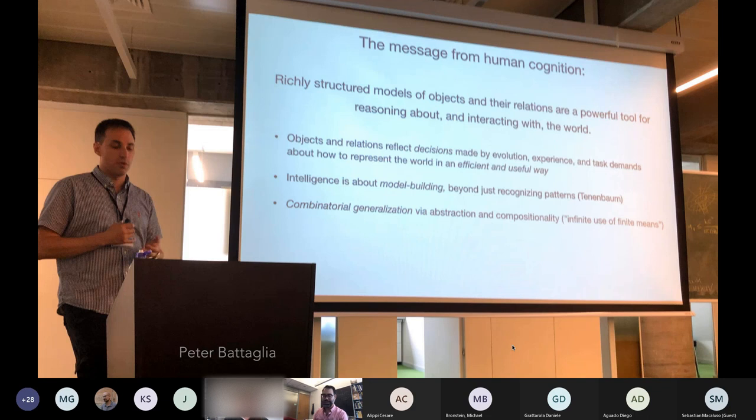And he had this one slide that I got a picture of, which I like a lot, about essentially the message from human cognition about approaching artificial intelligence. And he's saying that thinking about individual objects and their relationships between each other is very powerful. And that when you think about intelligence, it's largely about model building. And so that's about assembling components to describe something more complicated. And then there's this quote about combinatorial generalization via abstraction and compositionality and the infinite use of finite means, meaning you basically have a few small building blocks, but you can rearrange them to do all sorts of things.